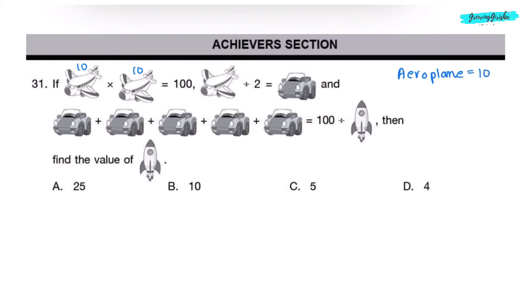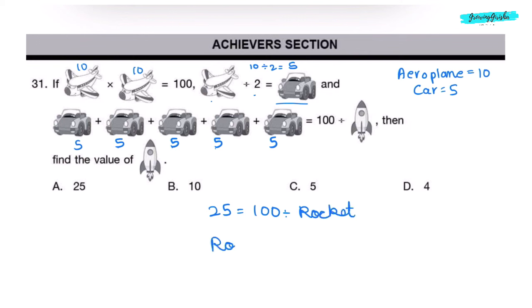is 10. Now, aeroplane divided by 2 is equal to car. Aeroplane is 10. So, 10 divided by 2 is 5. So, car is 5. Now, 5 plus 5 plus 5 plus 5 plus 5. 5 plus 5, 10. 10 plus 5, 15. 15 plus 5, 20. Plus 5, 25. So, 25 is equal to 100 divided by rocket.